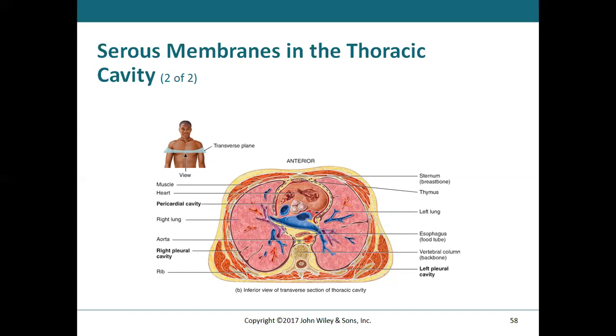So it's important to just recognize here the function of these membranes is to reduce friction, create this protective sac for these different organs and organ systems, and allow them to coexist and not necessarily interfere with the function of one another.